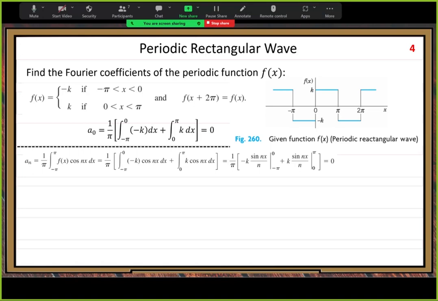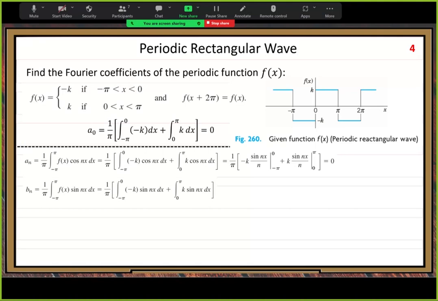So now you can see for this special function, all a coefficients are 0. Later we will see there is some reason why the a coefficients are all 0, because there is some symmetry. Look at the graph: it gives you anti-symmetry. So it's not symmetric, but anti-symmetric. That caused all these a coefficients to be 0.